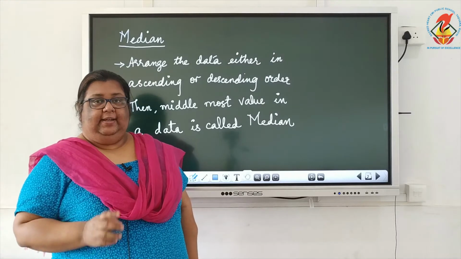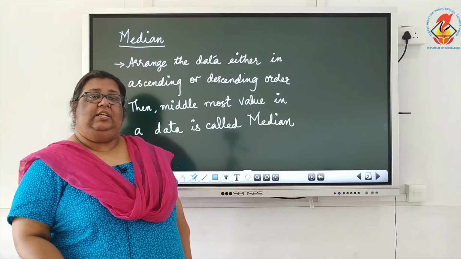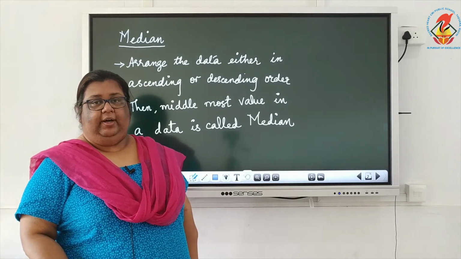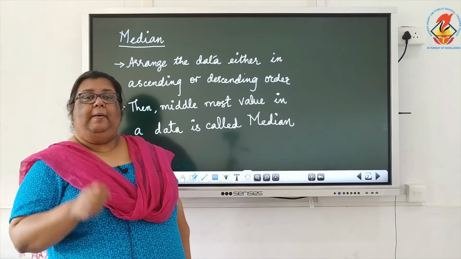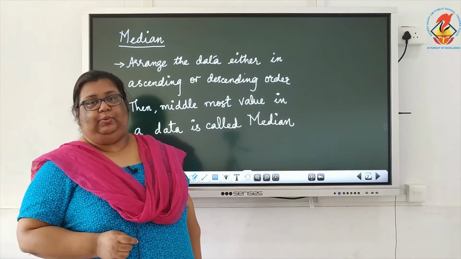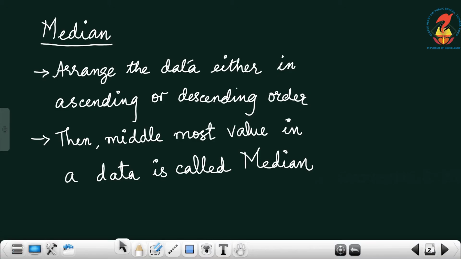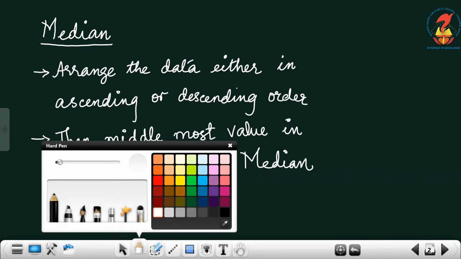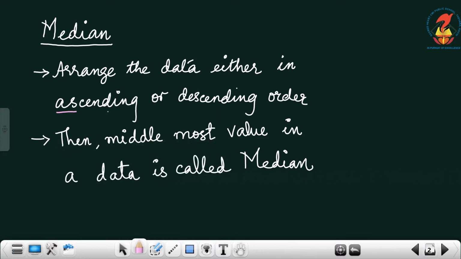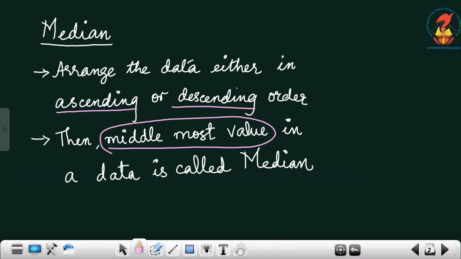If data is arranged in ascending or descending order, median is the middlemost value. Arrange the data either in ascending or descending order. That is important. The data should be arranged first, then the middlemost value of the data is called the median.